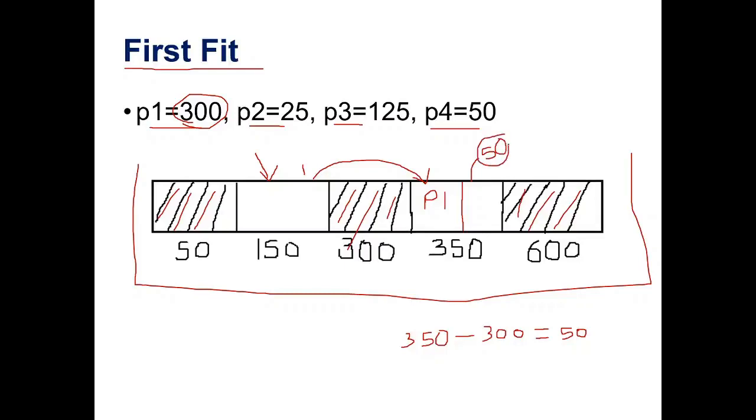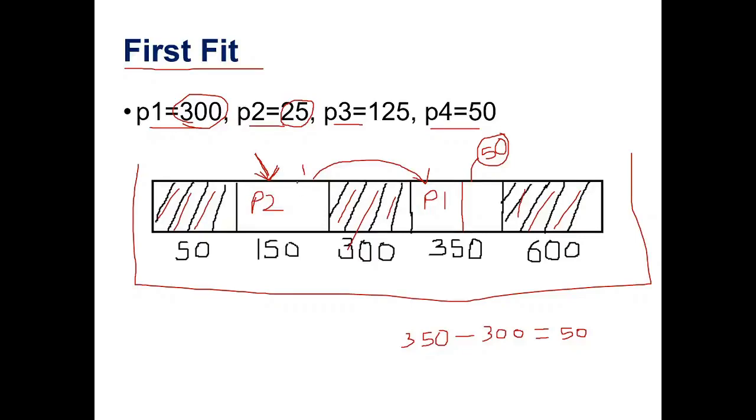The next process has come, P2, with size 25. It is going to check the first free block, which is 150. So the process P2 can fit here. Allocate the process to this block.